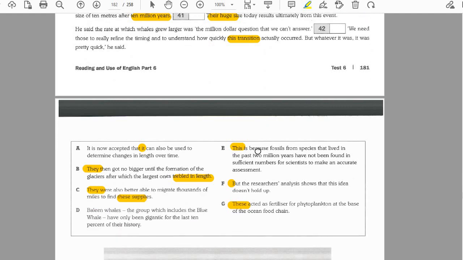42, E. So this. The rate is the pace. So this is the $1 million question that we can't answer. We can't answer it because they haven't found any fossils. So we need to really refine. So those is the fossils. That's what you need. How this transition occurred in the past 2 million years. So that's all for this one.